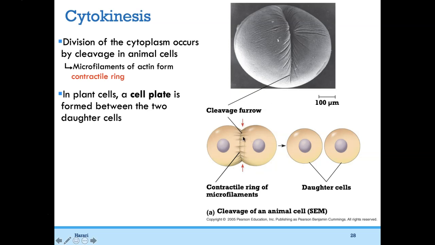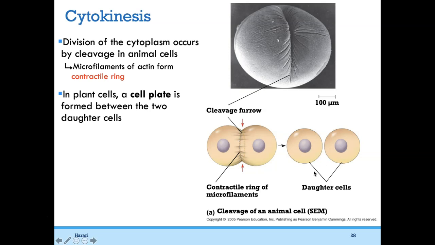And what allows for this cleavage is actually microfilaments, which are made of actin. And they form what's called a contractile ring. So it's almost like a purse string. Like when you pull on this little string, it'll cinch the membranes together so the two daughter cells can be separated from each other. So that's because of actin. Actin will pinch the cells, and then you'll have two identical daughter cells.